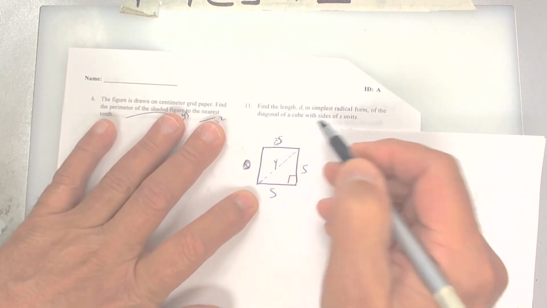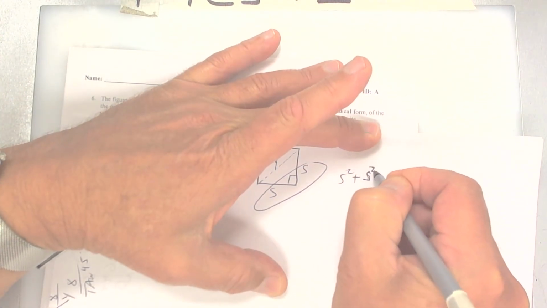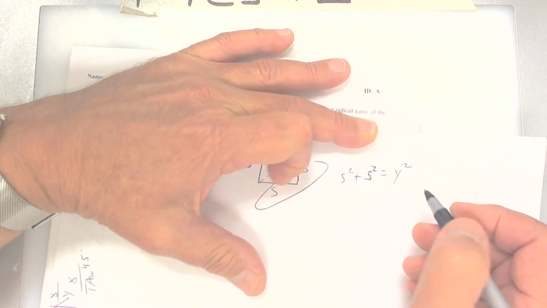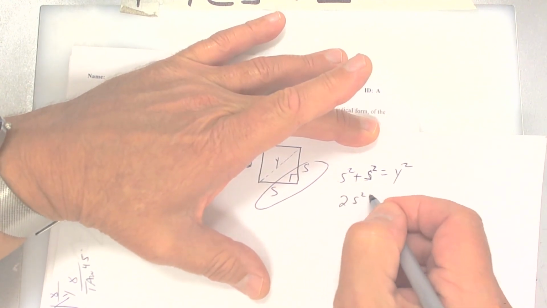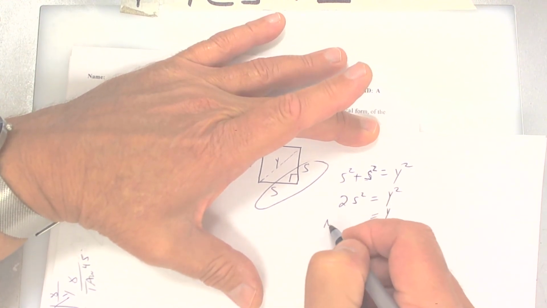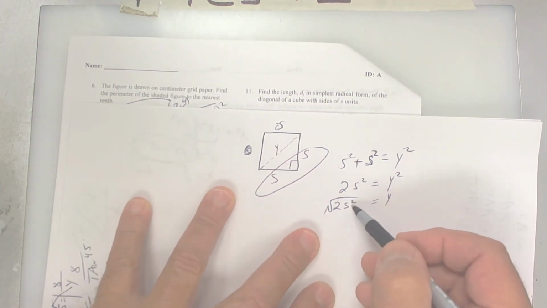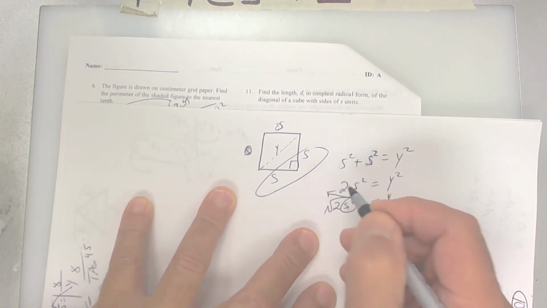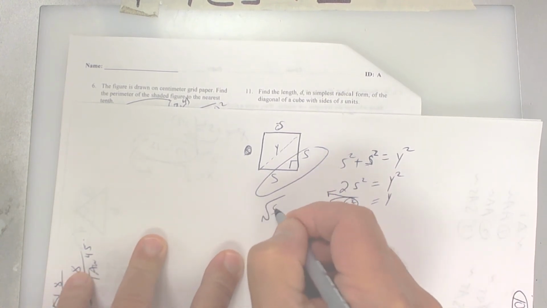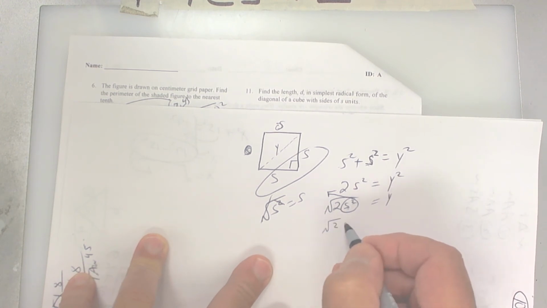Okay, you can forget about this piece. So it's going to be s squared plus s squared is equal to the hypotenuse squared. So this is going to be 2s squared is equal to the hypotenuse squared. So d is going to be the square root of 2s squared. Now look, here the s squared is a perfect square because you got two s's. So the square root of s squared is really s. So you're going to end up with the square root of 2 times s. And that should be your answer.